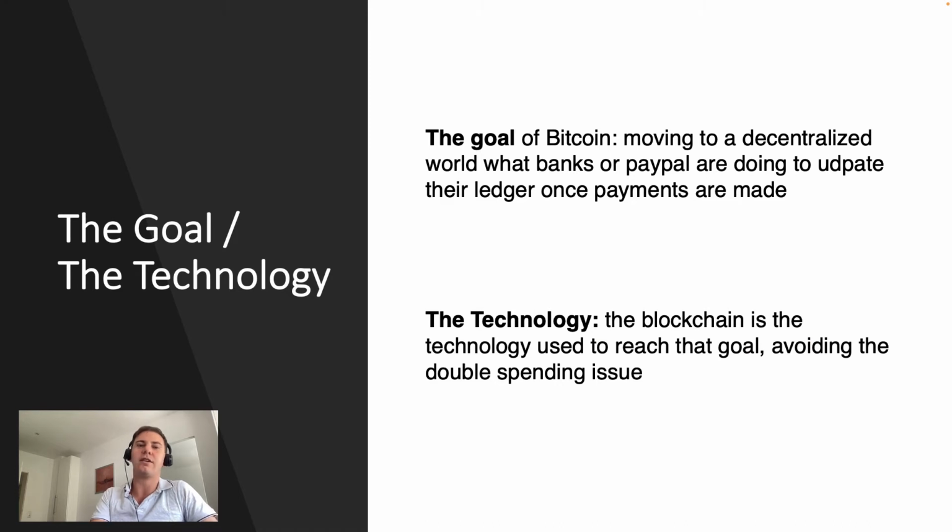And the goal of Bitcoin is moving from a centralized to a decentralized world, replacing what banks and PayPal are doing to update the ledgers once payments are made. Because digitally the value is not really sent; it's like a communication to the third party, and the third party updates a ledger. So it's not digital tokens that are moving, it's a ledger that is updated. And the blockchain is the technology used to reach that goal, avoiding the double spending issue. So avoiding that, if there is no third party, one person can cheat or abuse the system and spend the money twice.